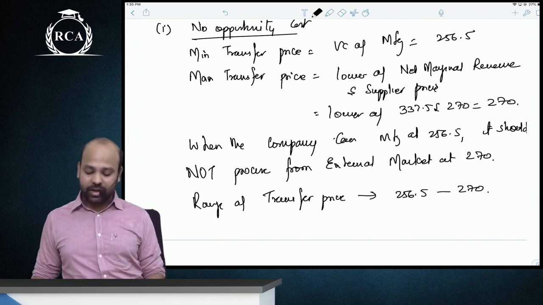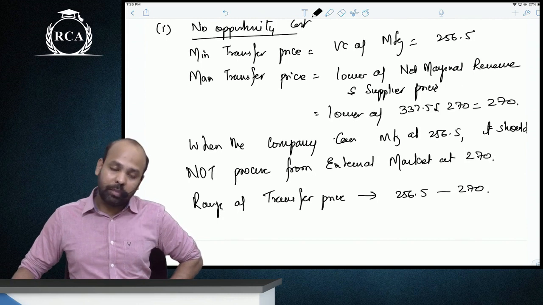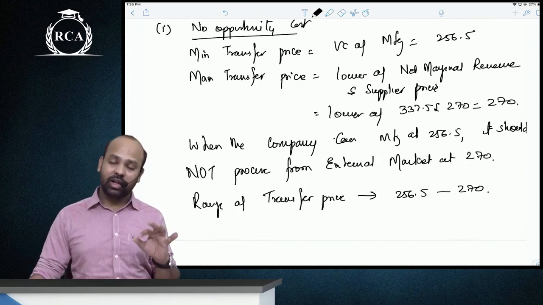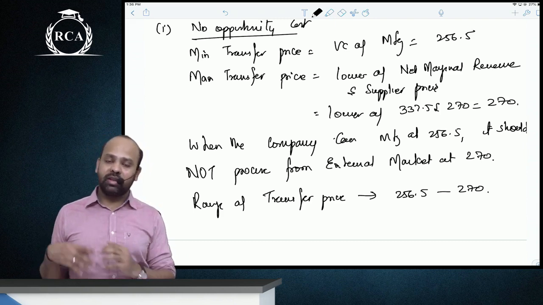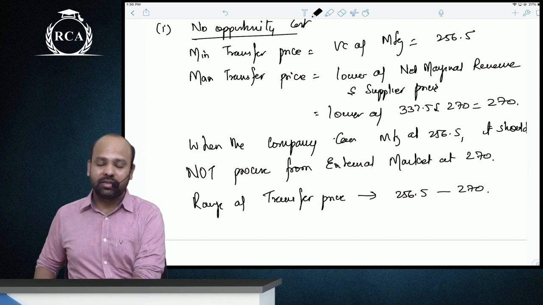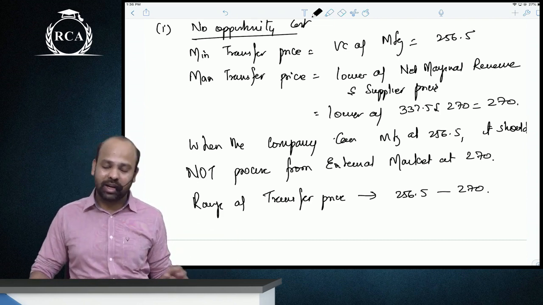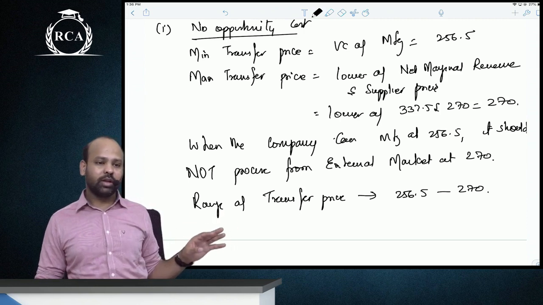256.5 to 270 would be the range of transfer price, guys. Range of transfer price for proper decision making. If there is some other output decision that the other division still has to take, then you can say that it should be variable cost per unit and get done with it. Just 256.5, nothing more than that.